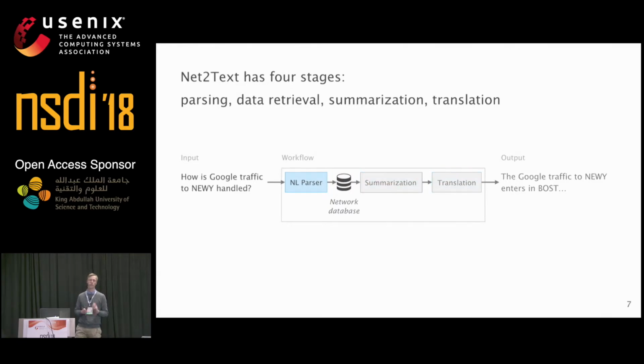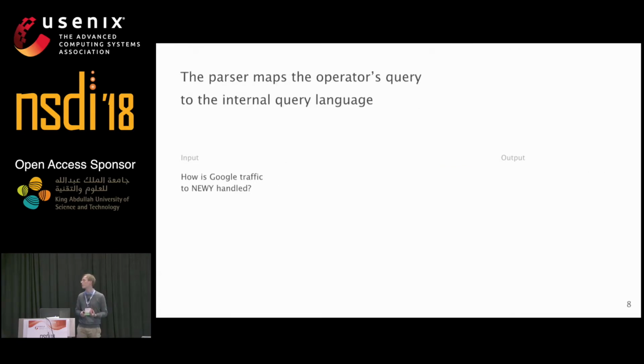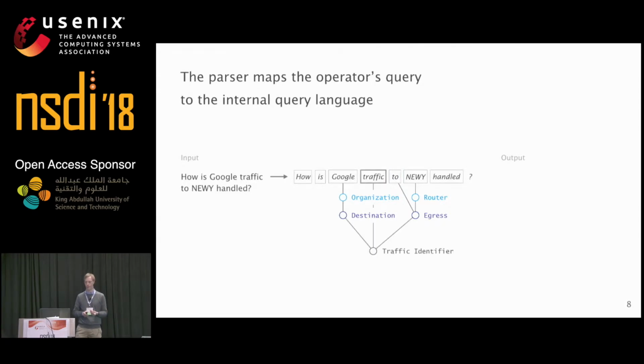To understand what the operator wants, we first split up the question into tokens, so basically the words of the question. And we try to identify the key tokens in this question. In this case, it's Google and New York, so an organization and a router. To understand the meaning of these words, we also look at the surrounding words. Google, we know it's a destination of the traffic, but the router, we only know that it's an egress thanks to the word "to" before New York. So these two make up the traffic identifier. They tell us what the question is actually about.